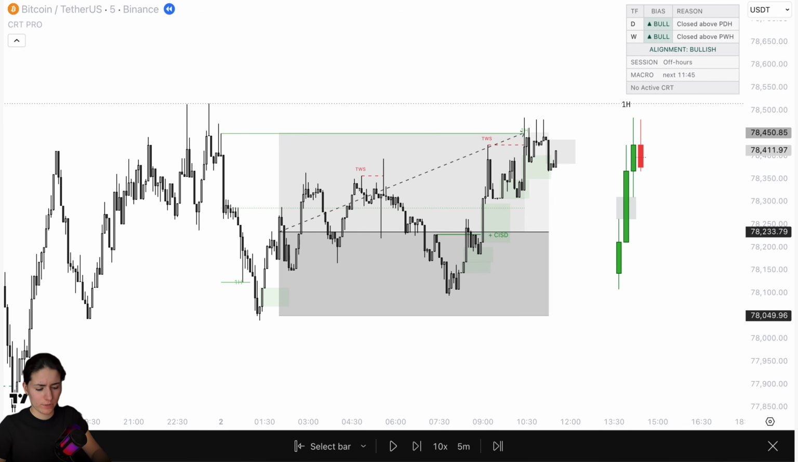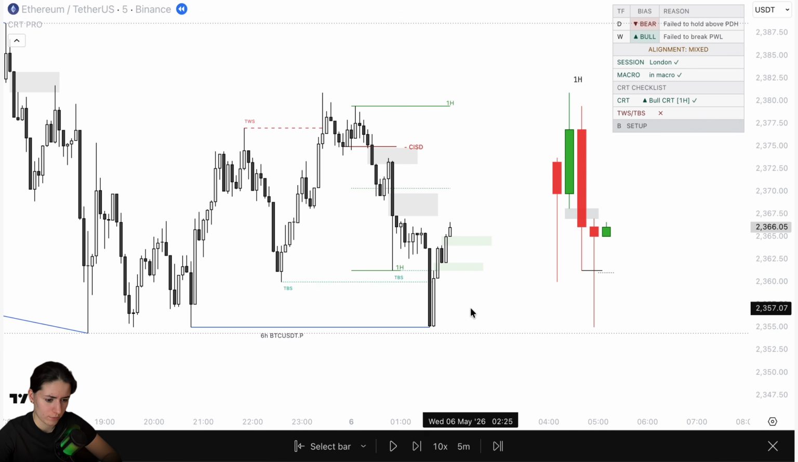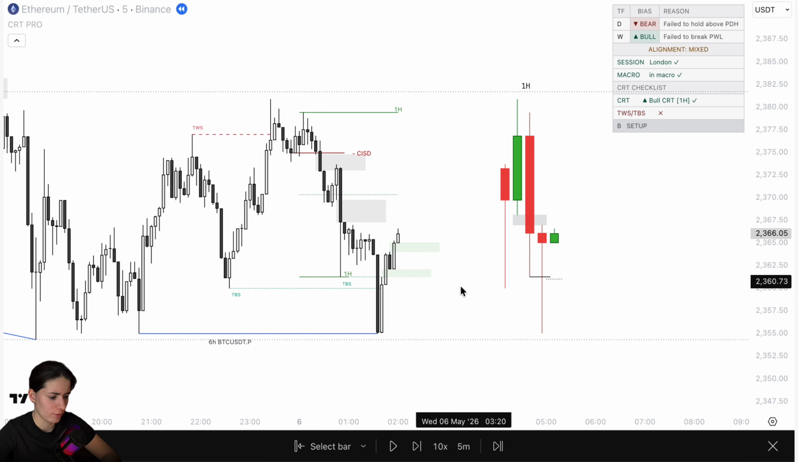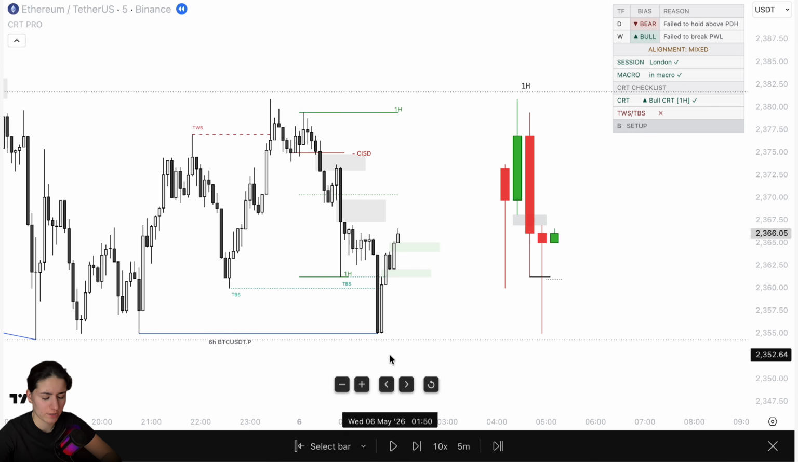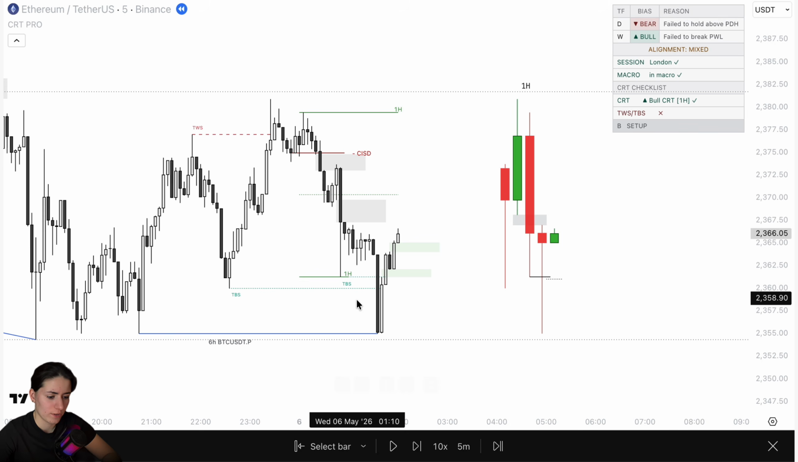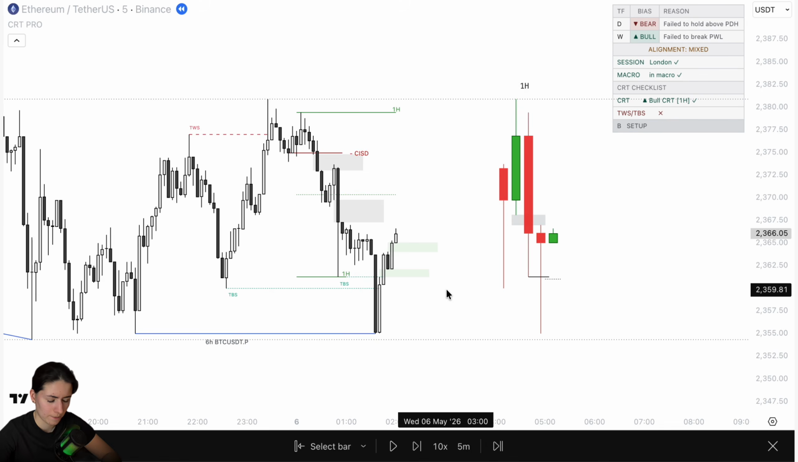Okay, so let's move to another example. So, this is another example. Here you can see that a model formed on the chart, and there is something extra worth noticing. A divergence that formed right during the manipulation. That's an additional confluence that a lot of traders love to use.